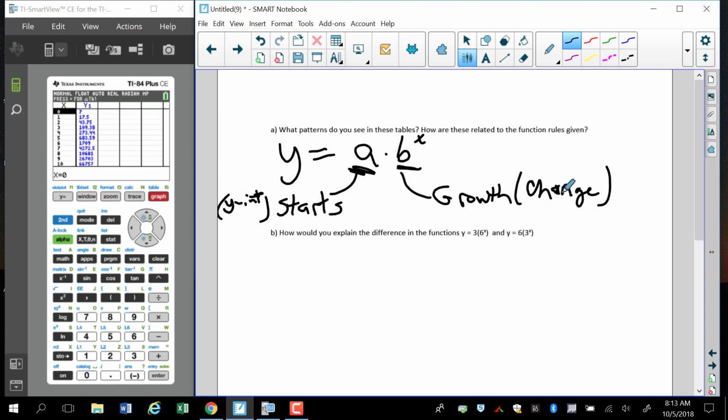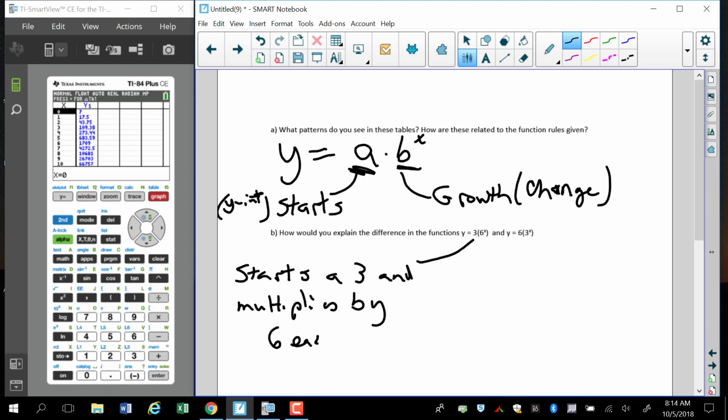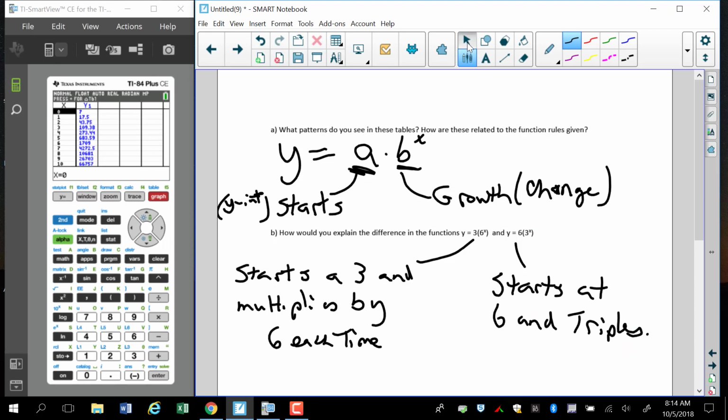Now, how would you explain the difference between the functions 3 times 6 to the x and 6 times 3 to the x? This one starts at 3 and multiplies by 6 each time, where this starts at 6 and triples each time. And it's just important to understand in these examples, this is the starting point and this is how it's changing. So it starts at 3, multiply by 6, starts at 6, multiply by 3. Good luck.